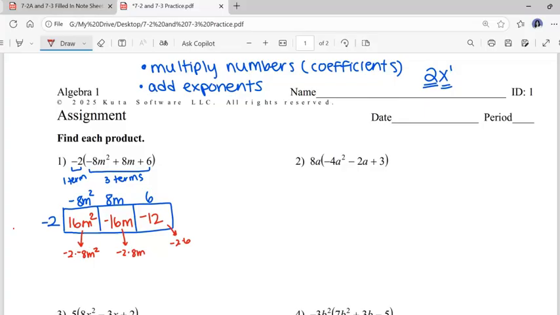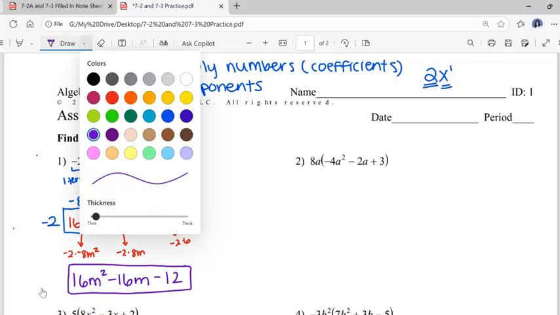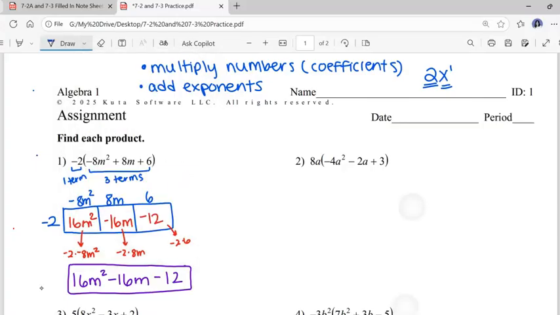In order to get our final answer, we will add all of those terms together, 16m squared minus 16m minus 12. And you can do plus a negative if you would prefer, but that is the answer to -2 times that trinomial. Let's do one that's a little bit trickier here just because it has a variable on the outside.